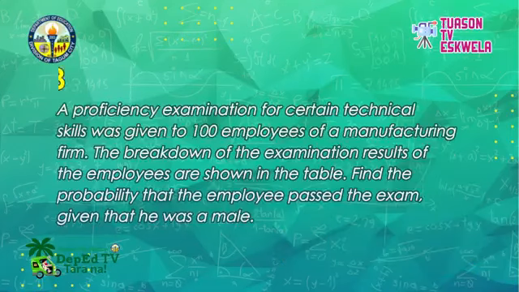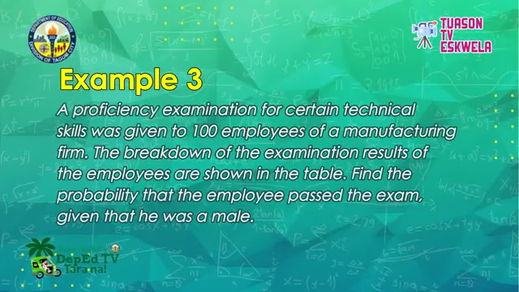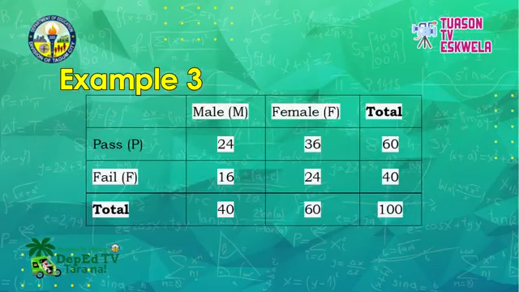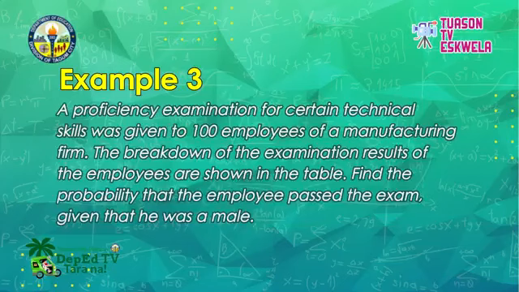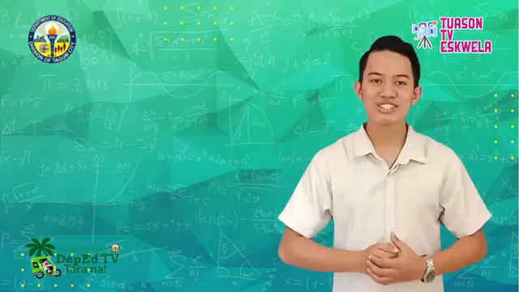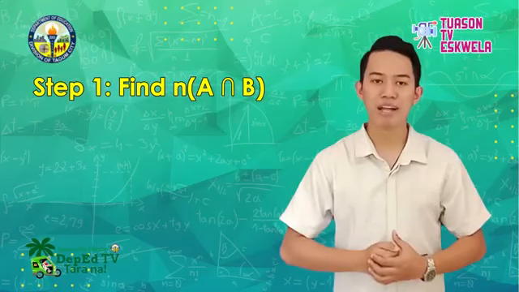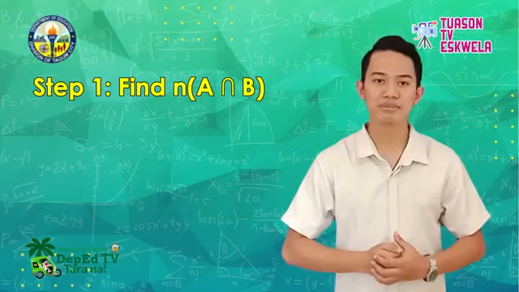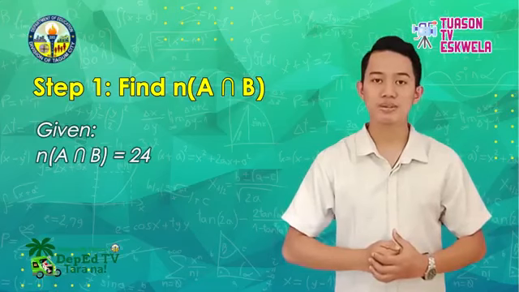Problem number 3. A proficiency examination for certain technical skills was given to 100 employees of a manufacturing firm. The breakdown of the examination results of the employees is shown in this table. Find the probability that the employee passed the exam, given that he was a male. The first step is to find the number of male examinees who passed the exam, and that is equal to 24.